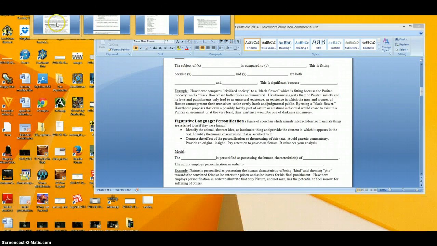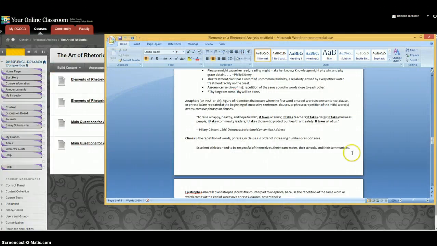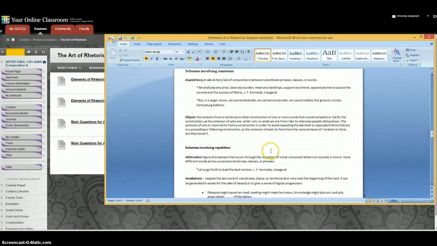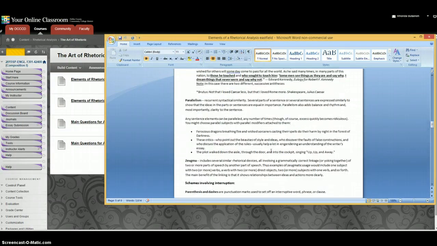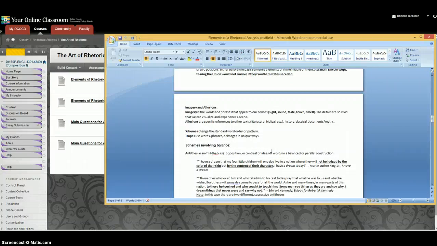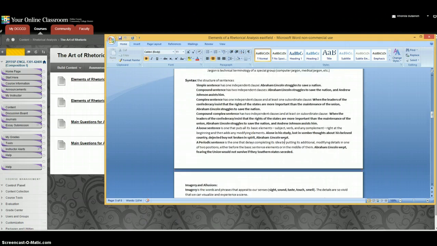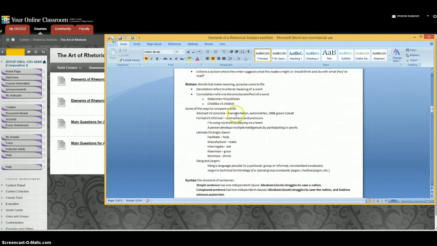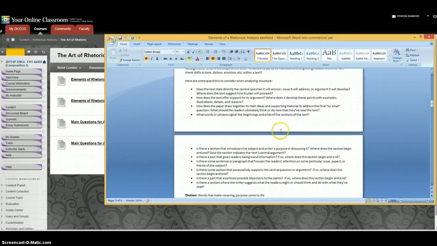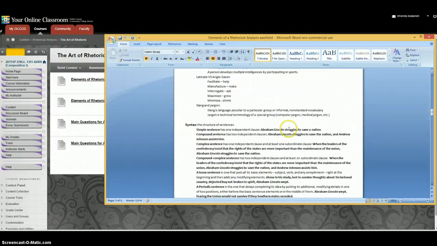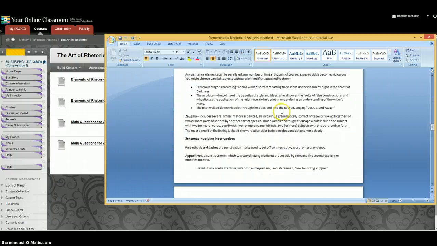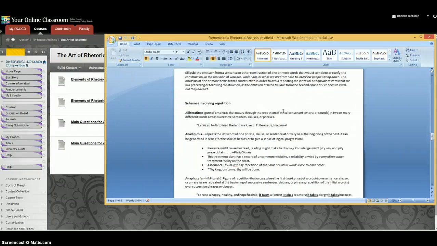And so we have this document, the Elements of Rhetorical Analysis. It gives you some of the figurative language terms in it, like imagery. There are phrases that appeal to our senses. We can hear, see, taste, touch, or smell. Diction, which are very powerful words, and they usually carry emotional weight with them. And so this will be handy to look at as well before you begin.